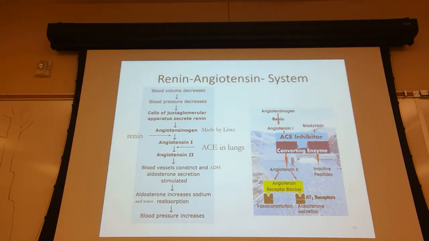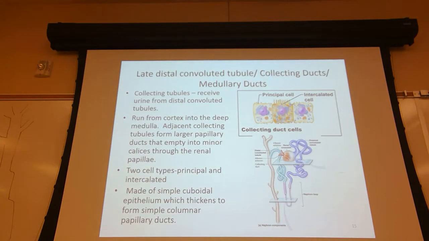So getting back to our trick from the nephron, we're now to the late distal convoluted tubule, and this is a site where we're going to have hormone influence. In the late distal convoluted tubule, I want you to know that it's mostly aldosterone that will target the cells here.